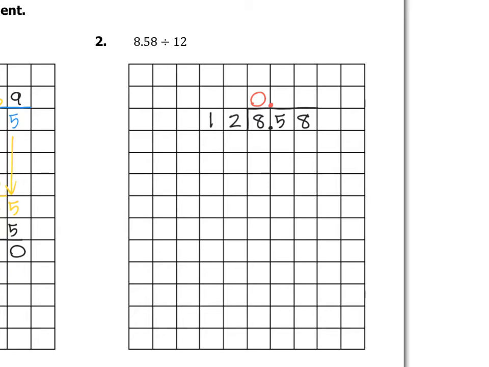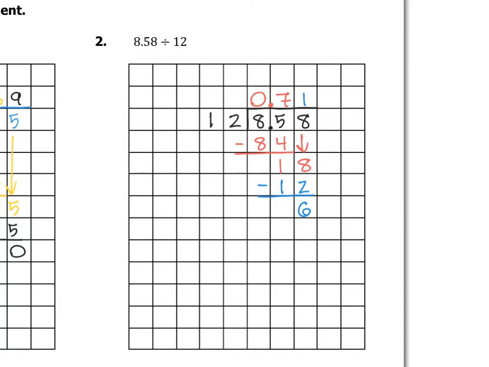12 will go into 85 7 whole times. So I place a 7 here, and then I take 7 times 12, which is 84. 85 minus 84 gives me 1, and then I can bring down this 8. Now I'll repeat the process. 12 will go into 18 1 whole time. 1 times 12 is 12. I subtract, and I get an answer of 6. Now with whole numbers, you would just say that your answer here is 71 remainder 6.